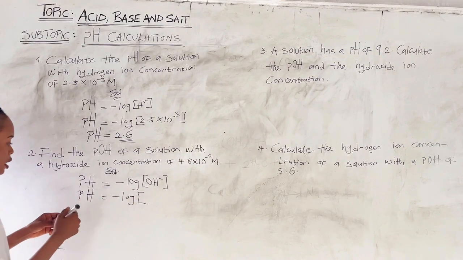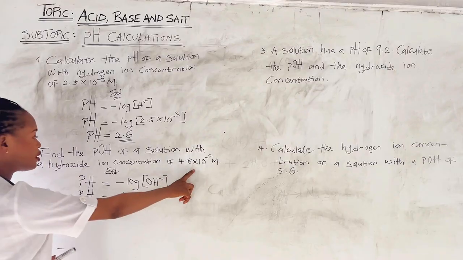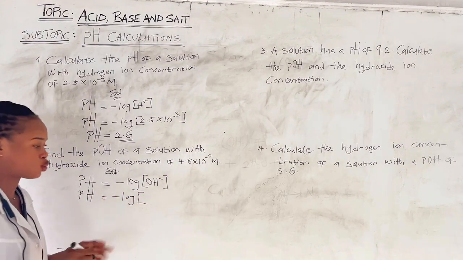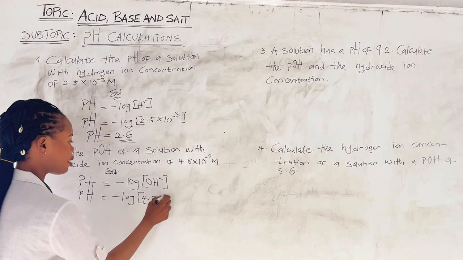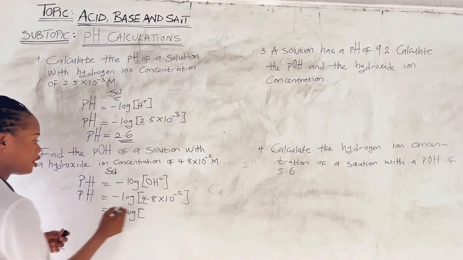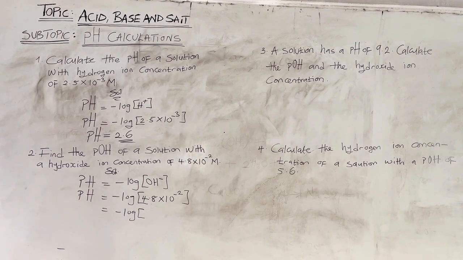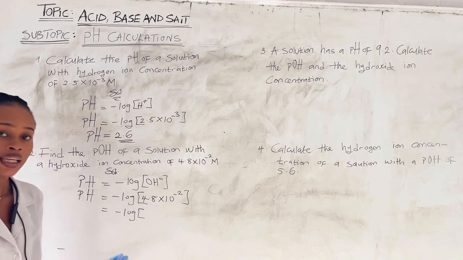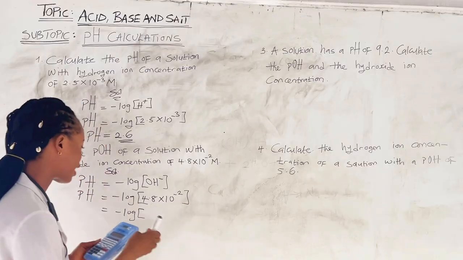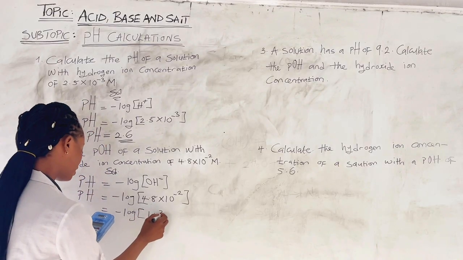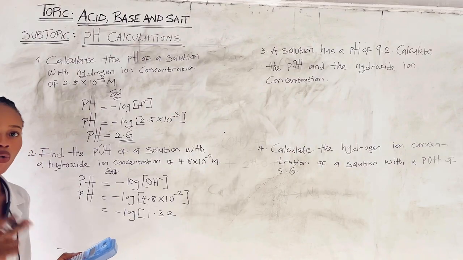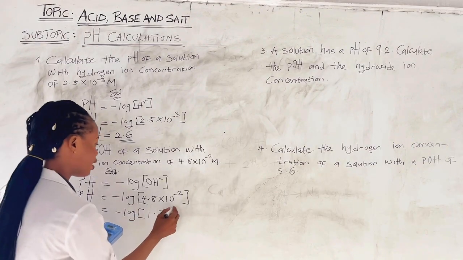Wherever we see OH, we're going to be replacing it by the value. And we're told that the value is 4.8 times 10 raised to power minus 2. So 4.8 times 10 raised to power minus 2. Our calculator will do the rest. Let's quickly make use of that. Our answer is 1.31. What we have is actually 1.3187, so we can approximate to 1.32. So this is our answer.